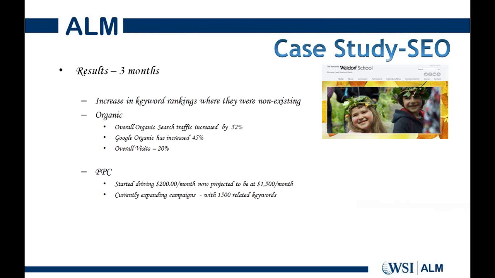At the same time, we have to abide by different restrictions given by Google. We can't really bid more than $2 per keyword, so we're limited in the type of keywords that we can aggressively go after. But by working with the PPC in-house team here at WSI ALM, we've now been able to generate 1,500 related keywords and are expanding that number, so we can continue to increase our reach and be able to hit 1,500, 2,000, 3,000, 5,000 in advertising expenditure.